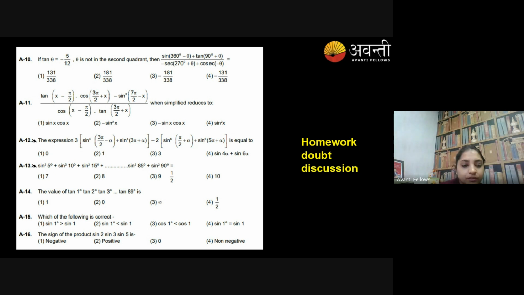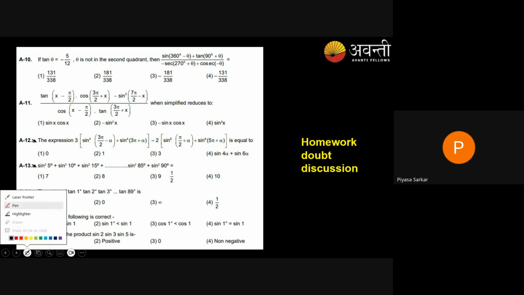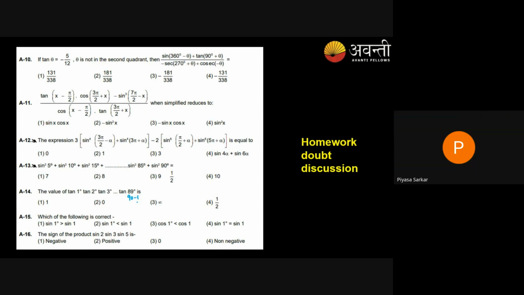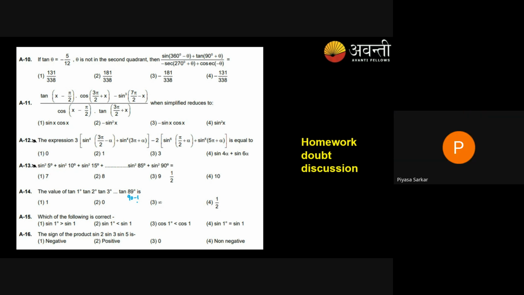Hey, dear, are you there? Yes, ma'am. Okay. So, when you're talking about the 14th question, remember for change in trigonometric ratio, this 89 can be written as 90 minus 1. No, ma'am, not 14, the 15th one. Someone said 14 and 15 in the chat box. Ma'am, 15 and 16, I said.